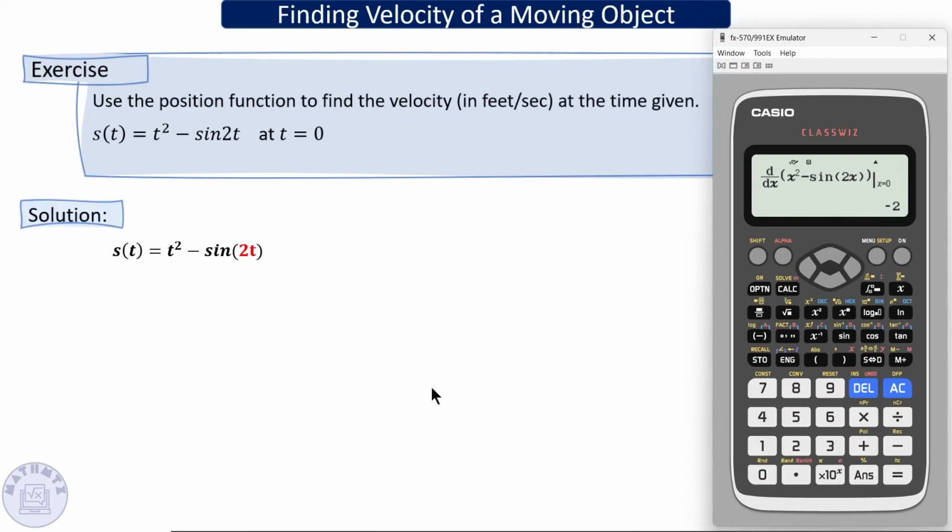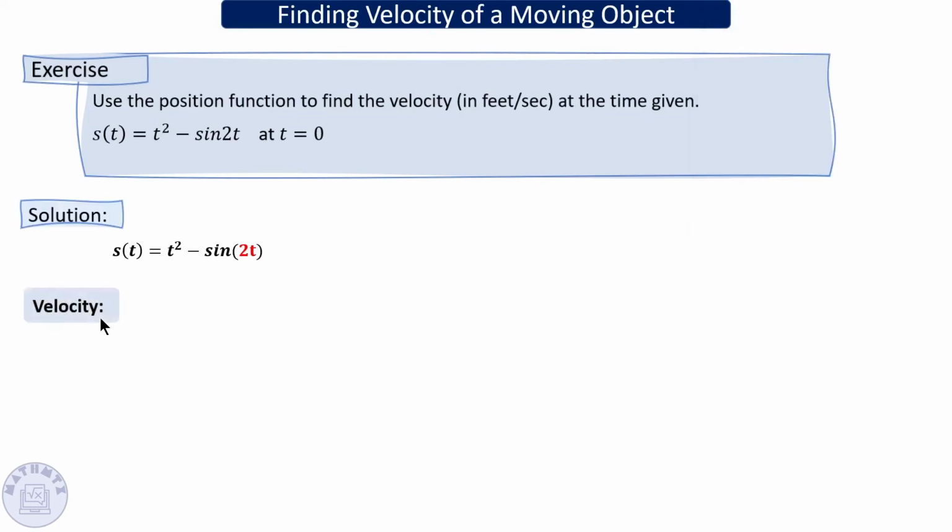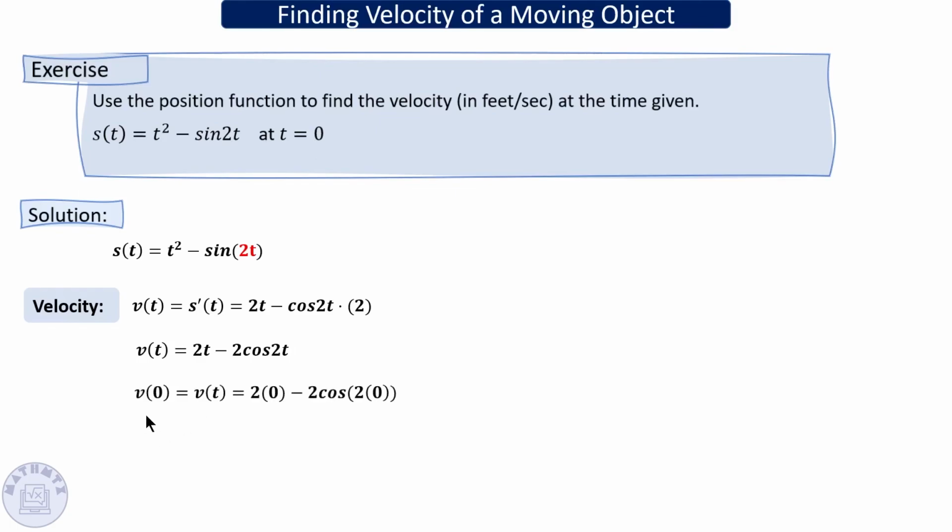Let's solve it without using the calculator. So the velocity here is the derivative. Derivative of t squared is 2t, sine is cosine, and the derivative of the angle is 2. Let's arrange it, put 2 in the front, and now plug in 0, the time t equals 0. That's where we need to find the velocity, and this will be -2.